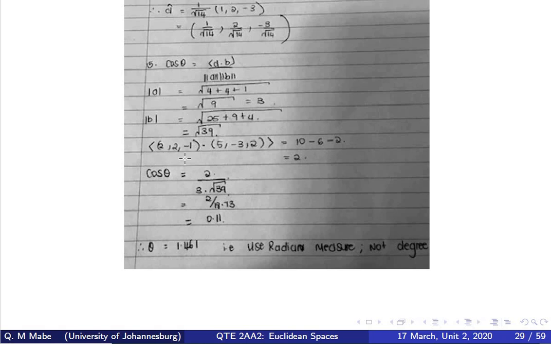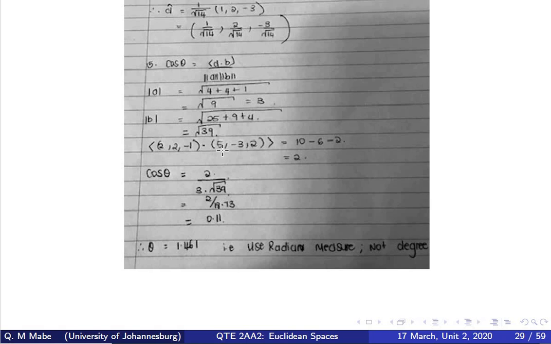which is a norm, and norm is just the distance of a vector from the origin, will just be, remember, A was given as 2, 2, negative 1. So it's just the square root of 4 plus 4 plus 1, which is 9. The square root of 9 is 3, right? So the distance of B from the origin is 25 plus 9 plus 4, which is the square root of 39. Now it remains to find the dot product of the two vectors, or the inner product.